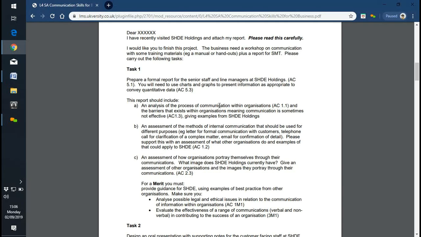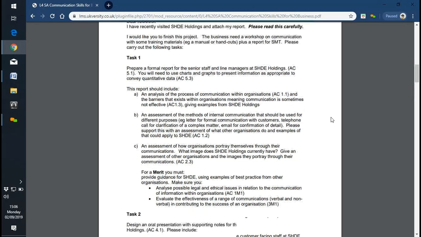An analysis of the process of communication, which you've just had a look at, and the barriers that can exist within organisations, meaning that communication is sometimes not effective. In other words, the people sending the orders through and the people picking them up aren't communicating. So give examples of what's gone wrong there from the other report.